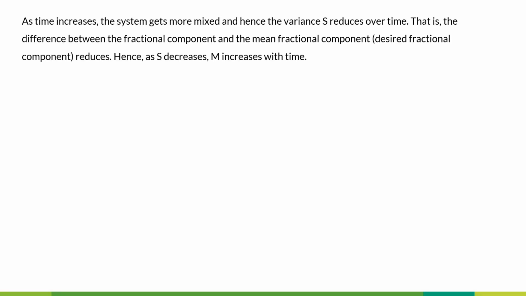So now to look at it, as the time increases, the system gets more and more mixed, and hence the variance S reduces over time, or it starts to approach S infinity square. That is, the difference between the fractional component, that is xi, and the mean fractional component x bar reduces. If the difference reduces, then your S square will also automatically decrease, and if S square decreases, your M will increase with time.